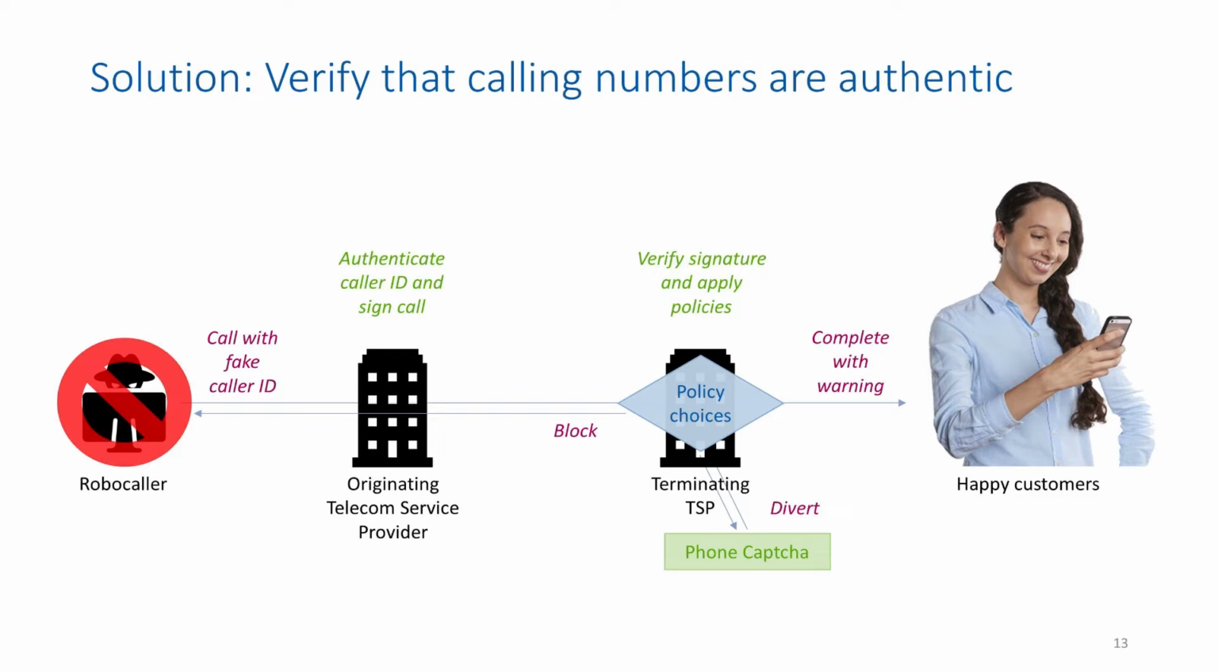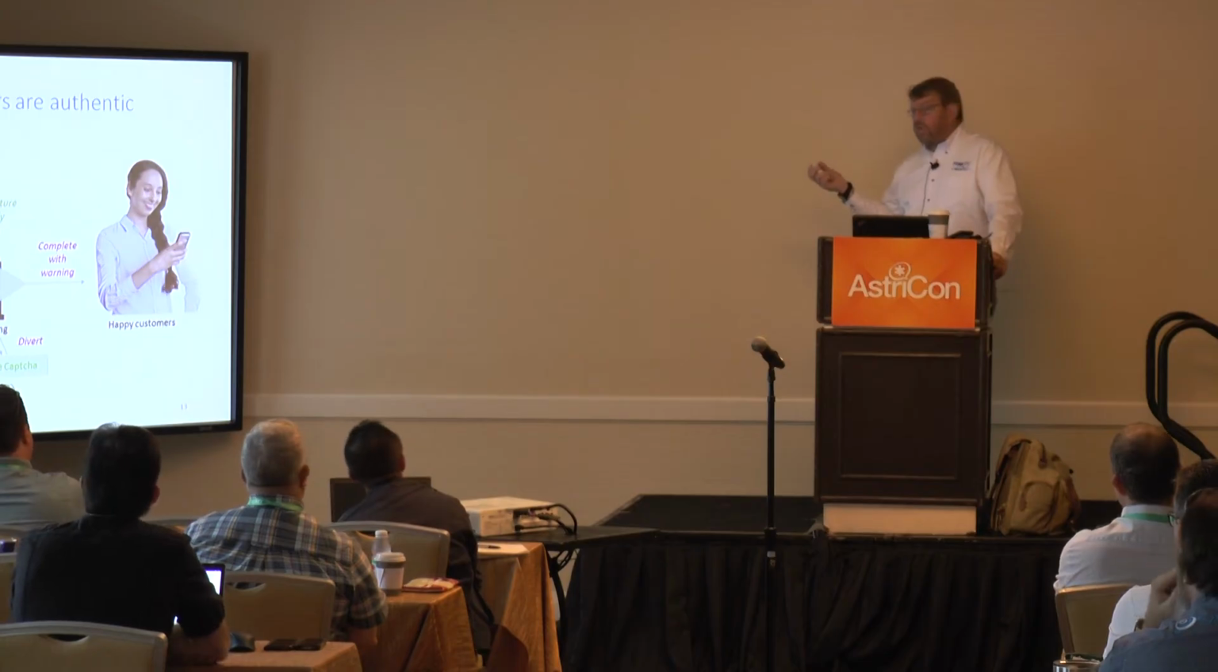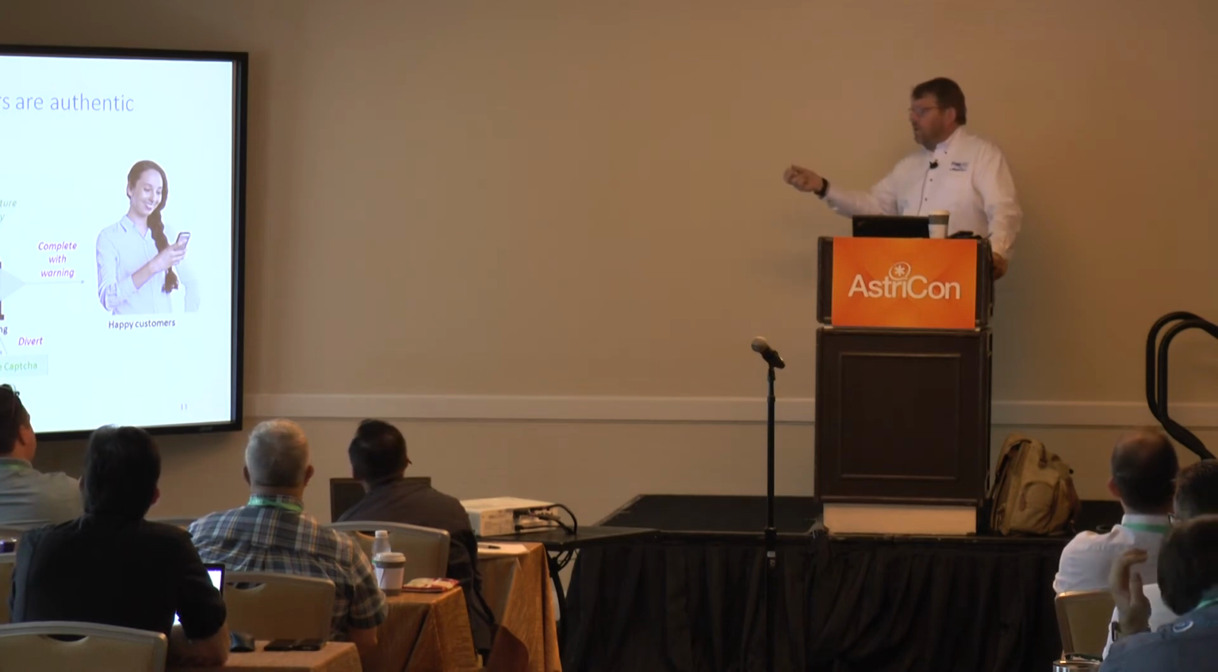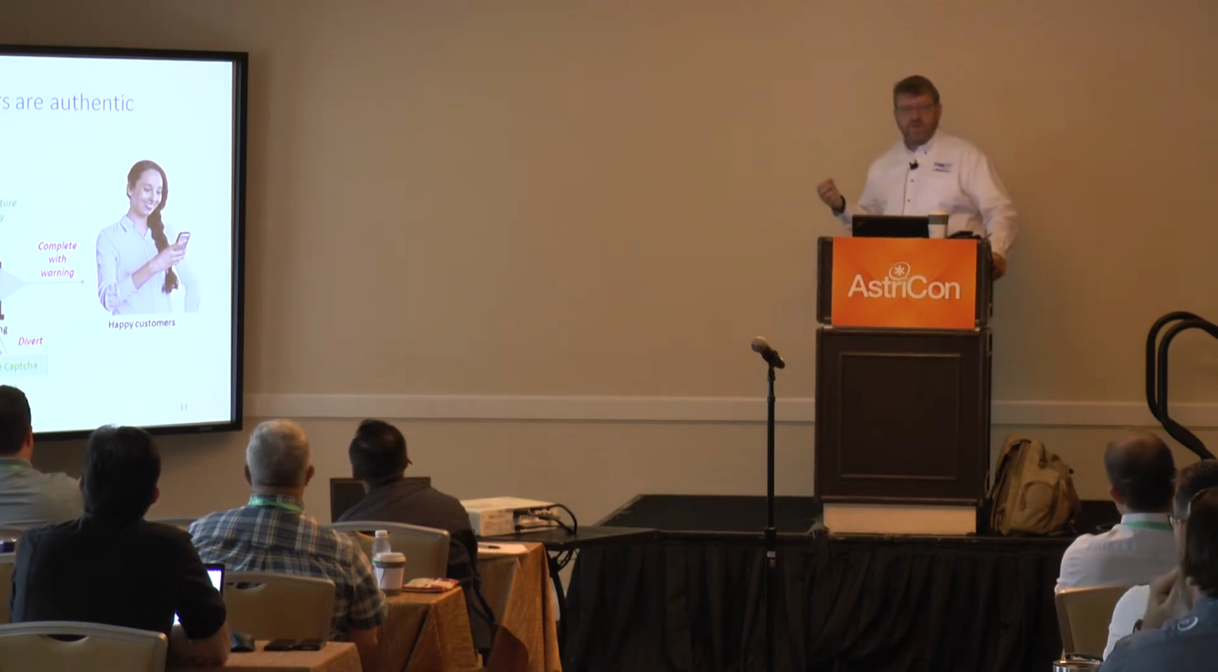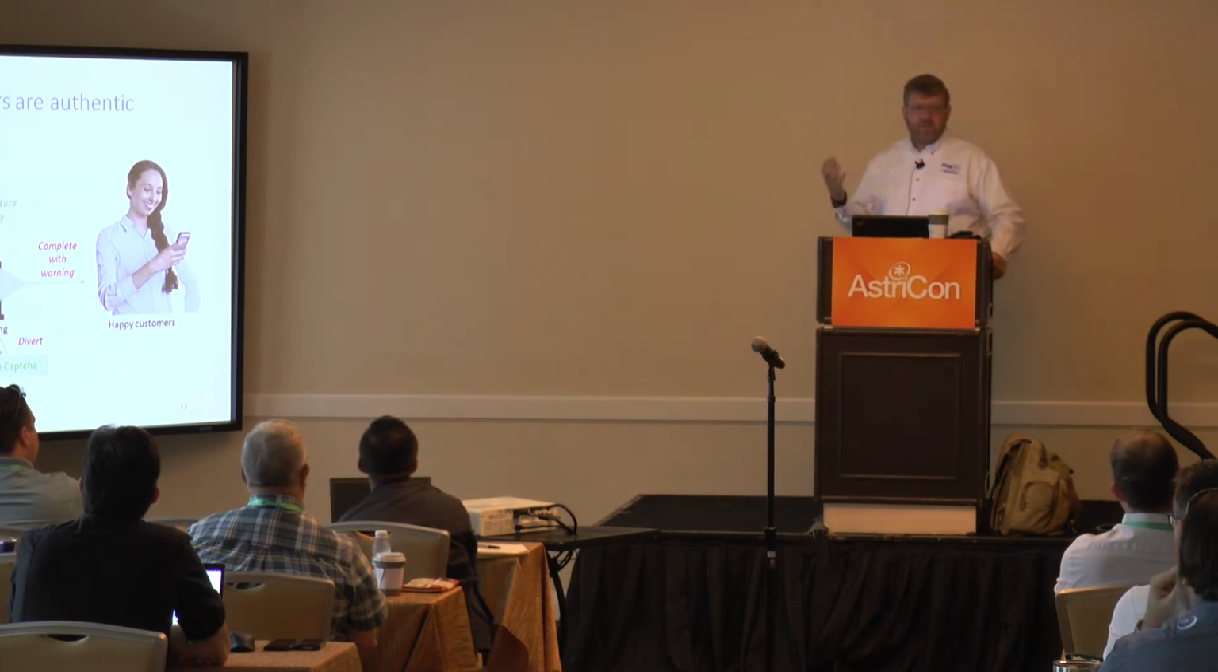that terminating service provider can then make a couple choices. They could either deliver the call if it is signed and it is certified as having a proper caller ID, or if it's not trusted, it could deliver the call with a warning, and we'll talk about how they plan on doing that, or it could go to a phone CAPTCHA, which is, "I'm sorry, we don't recognize this telephone number. Please enter a 4-digit code."